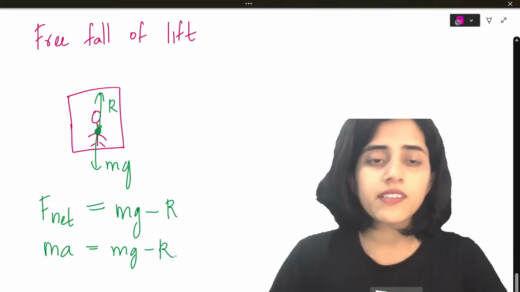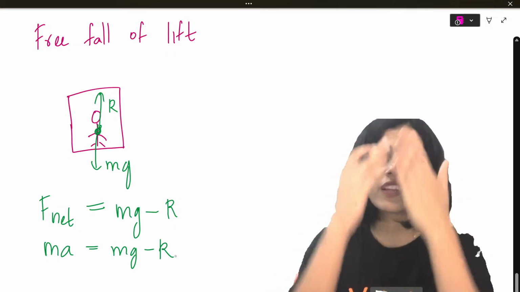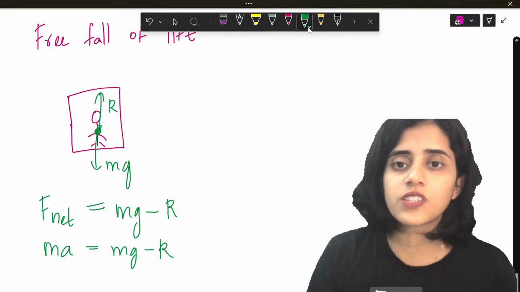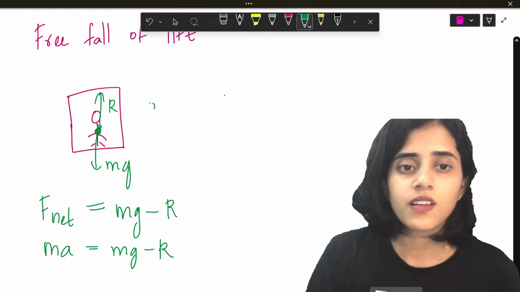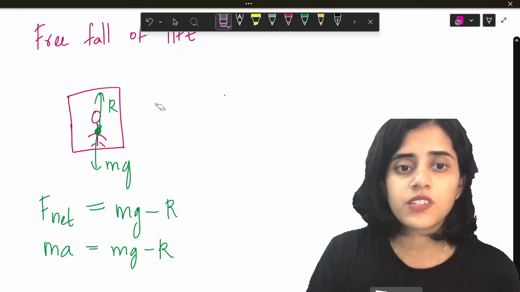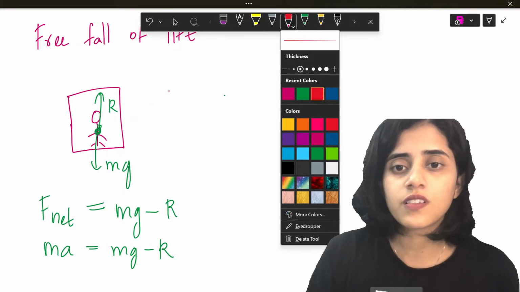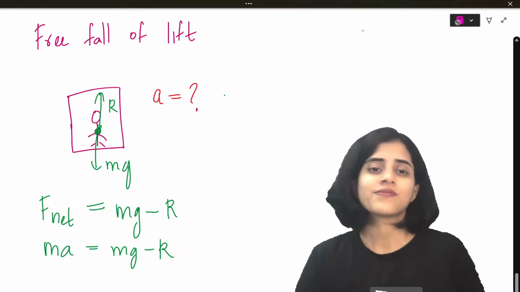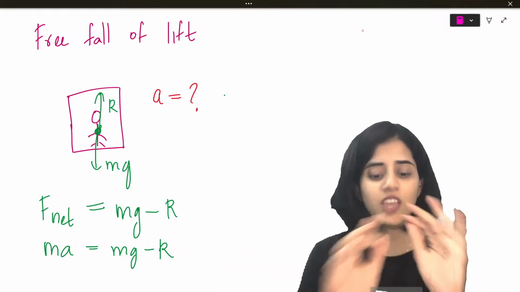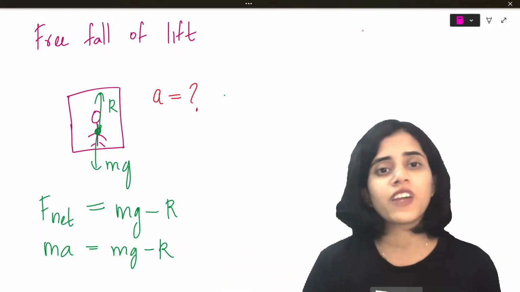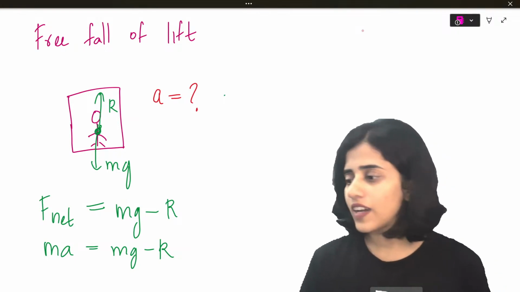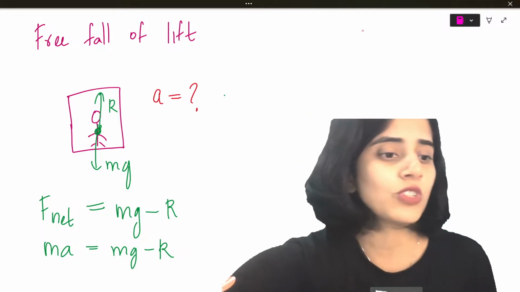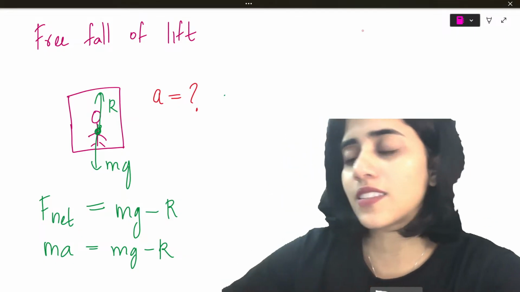Now, one thing that you need to know here is that the lift is freely falling down. So what is the value of acceleration of the lift? If you know that, then this derivation is done. Very easy. How will you find that? See, what do I have here? Something that's light.